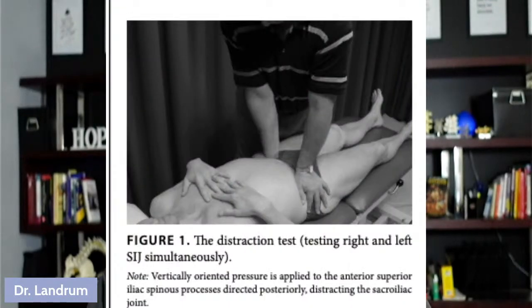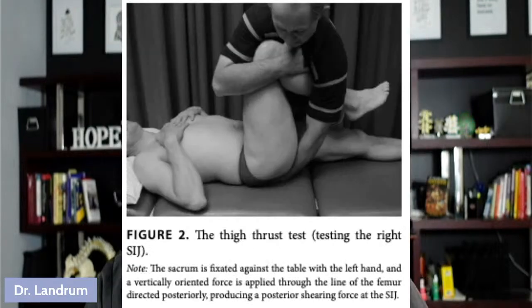And so one is by pressing on the aspect of the iliac, those bones that are in place, by doing an anterior pressure. The second is by bending the leg up and having a bit of a twist.